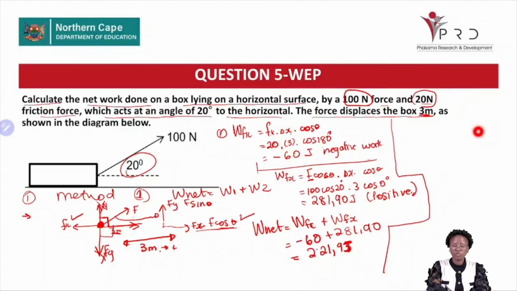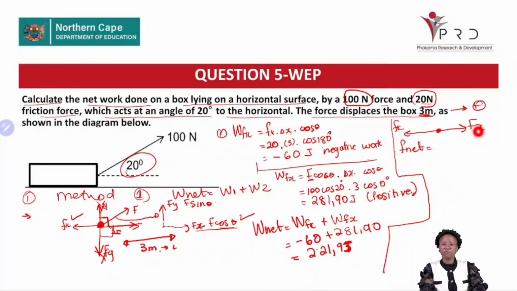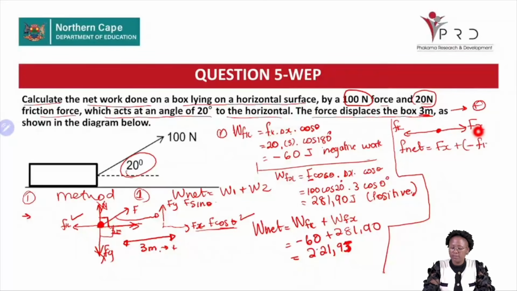Method 2, we've already drawn the free body diagram. We are going to draw the free body diagram of only the forces that are doing the work, which is Fx as well as Fk. Now we are going to calculate Fnet. Fnet is equal to, taking right as positive, because remember the force is a vector, it must have magnitude and direction, I take Fx is positive plus negative Fk. Right, now let me do the substitution.